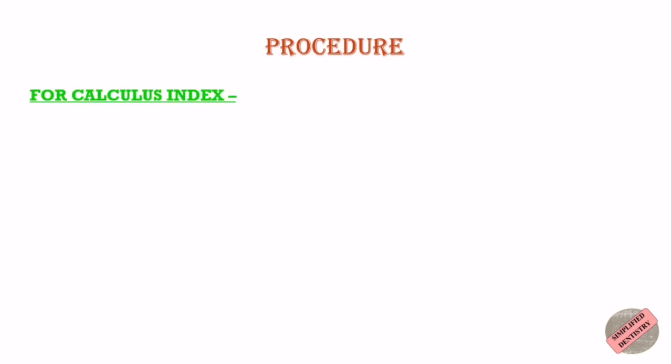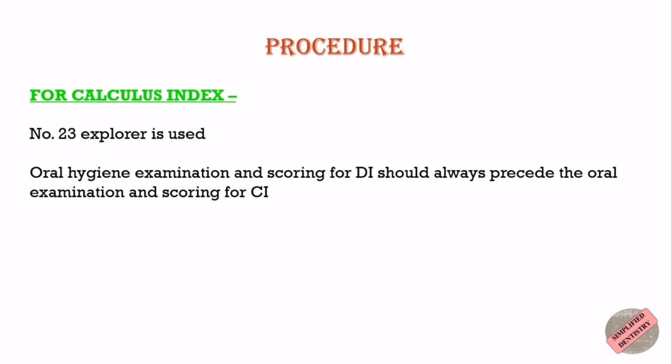Calculus index is also measured in the same way by number 23 explorer, which is used for estimating the amount of supragingival and subgingival calculus. One thing should be kept in mind that oral hygiene examination and scoring for debris index should always precede the oral examination and scoring for calculus index.